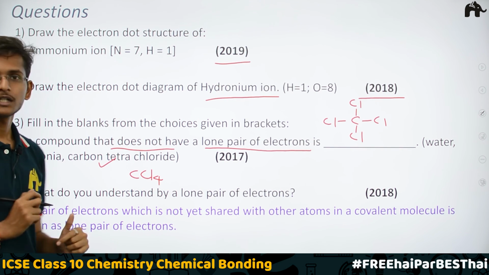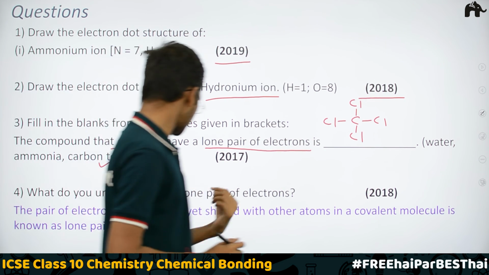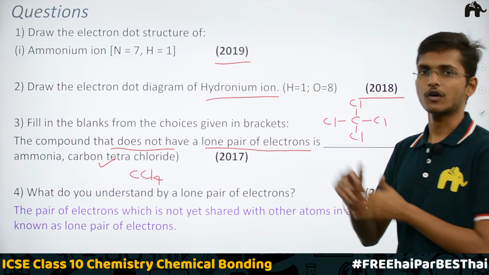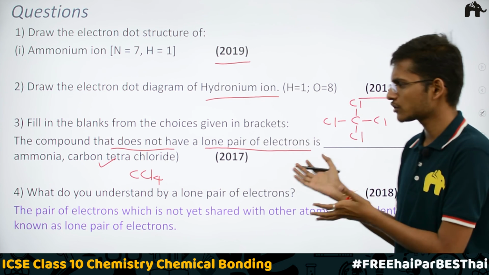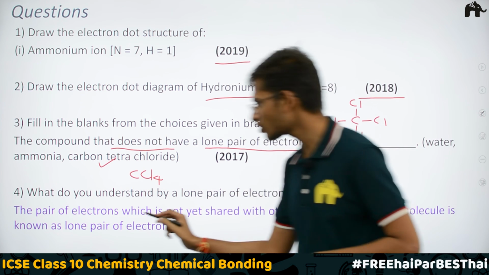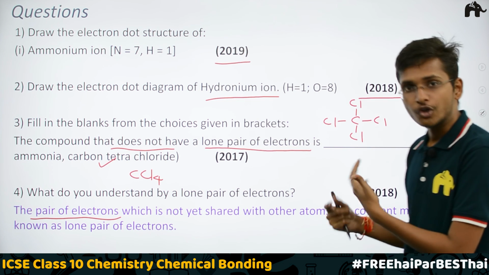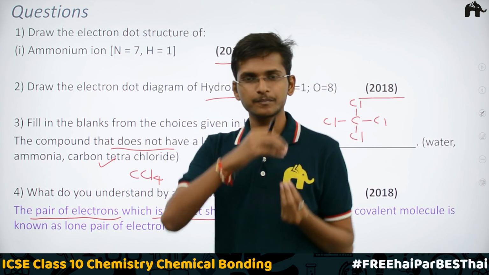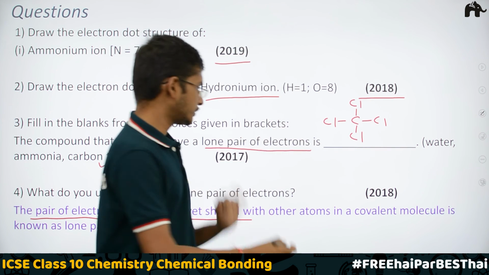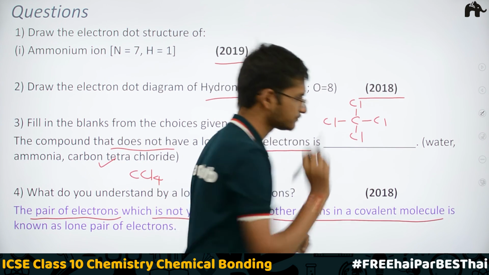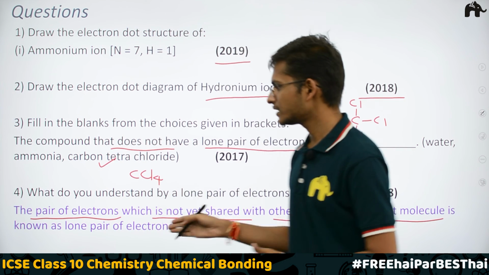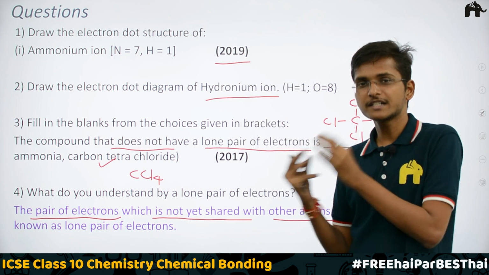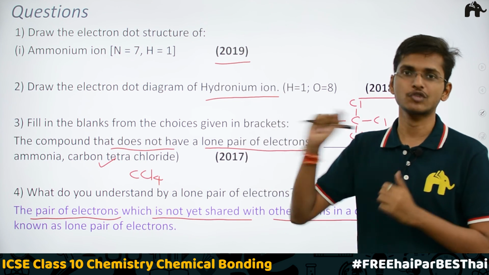Next, what do you understand by a lone pair of electrons? We have already studied this, and I have already explained what a lone pair of electrons is. It's simply a pair of electrons which is not shared with other atoms in a covalent molecule. Very simple. We have also seen the example, and its effect in the case of the oxygen atom and the nitrogen atom.